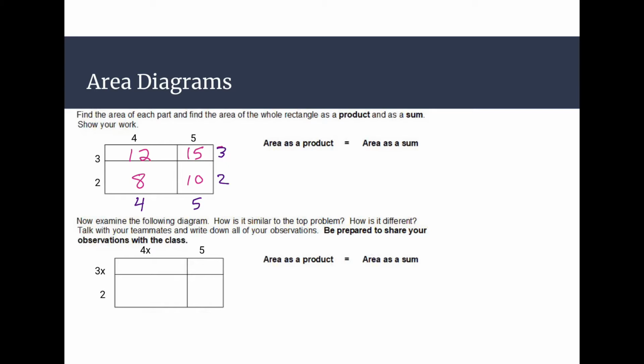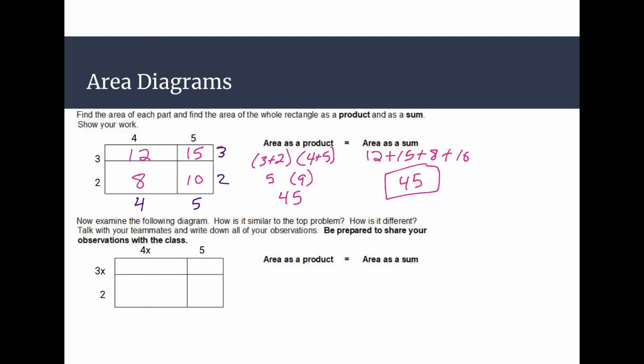So my area as a product would be adding the sides up and multiplying them. So 3 plus 2, that would be this side, 3 plus 2, and then this side would be 4 plus 5. Three plus 2 is 5, 4 plus 5 is 9, for an answer of 45. The area as a sum, we just add up all the inside boxes. So 12 plus 15 plus 8 plus 10. And when you add that up, you do get 45.